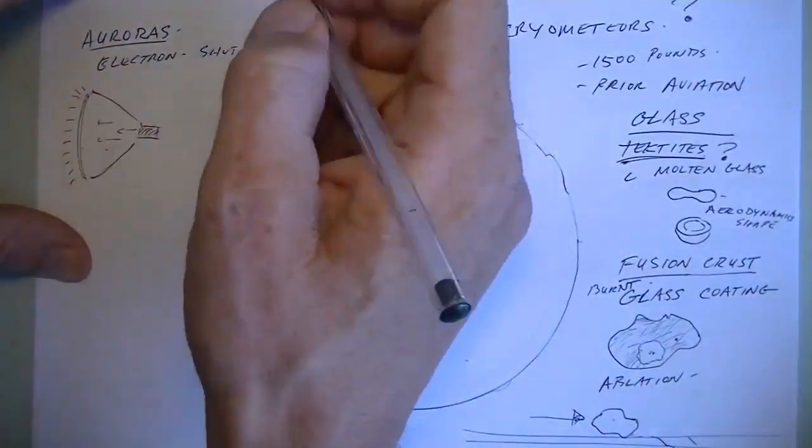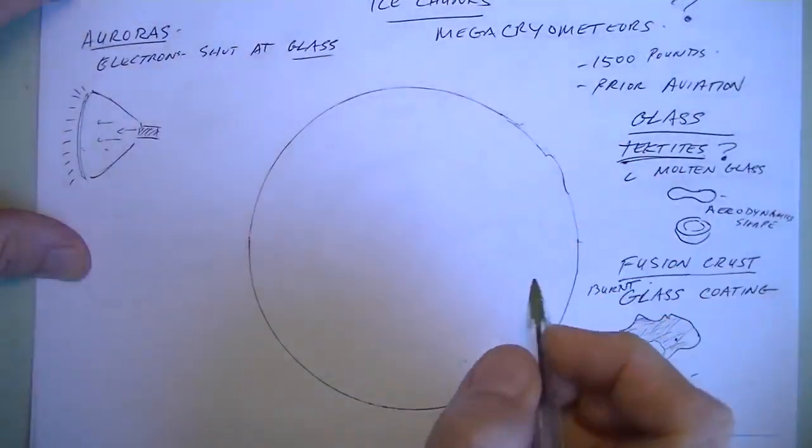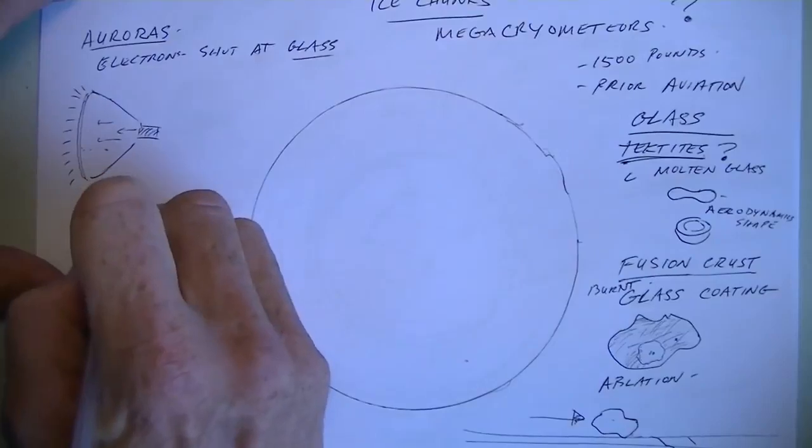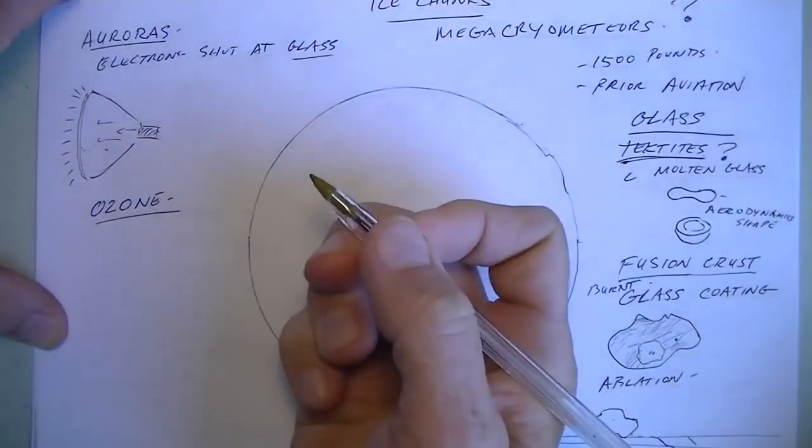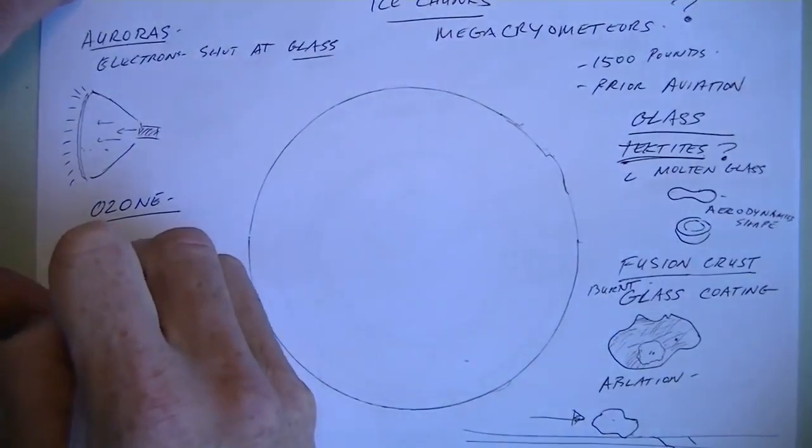Okay, so auroras are created because of glass. Ozone generation. Ozone generation. You could smell the glass in the sky, okay?